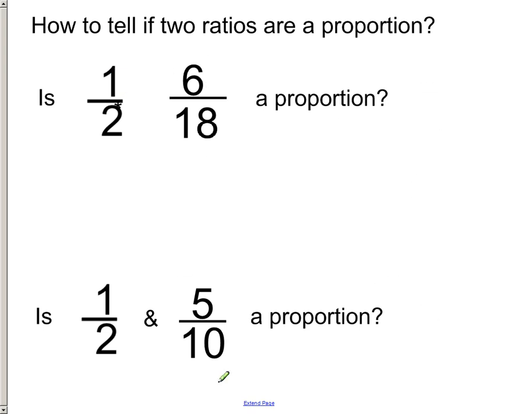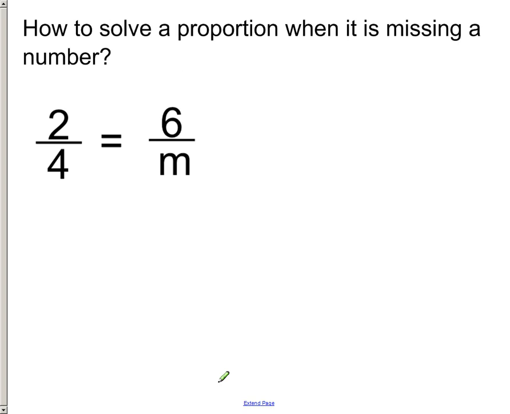Now we're just going to do some practice problems. See if you can solve these with the new lesson that I'm about to switch into. This is a proportion. That means that this left ratio would equal this right ratio over here. But the problem is this m. We have a missing number.